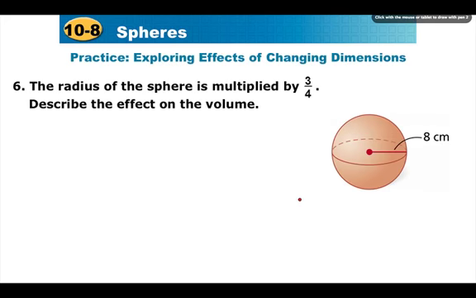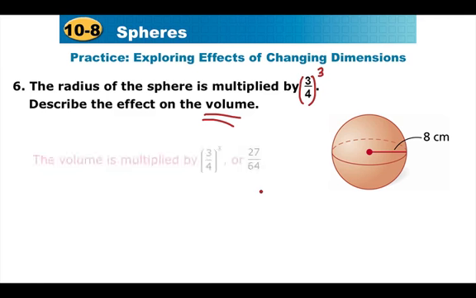This is exploring the effects of changing dimensions. Since the radius of the sphere is multiplied by 2/3, describe the effect on the volume. So this is volume, so you know you're going to be working with this, and since this is volume, raise this to the 3rd power, and this is the answer to number 6. The volume is multiplied by 27 over 64. Let's move on to 7.